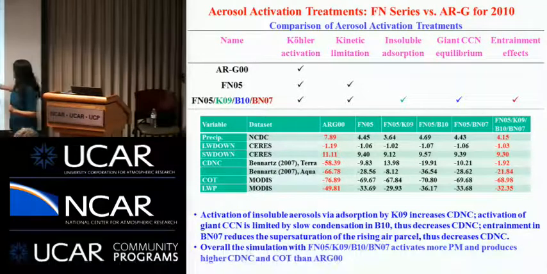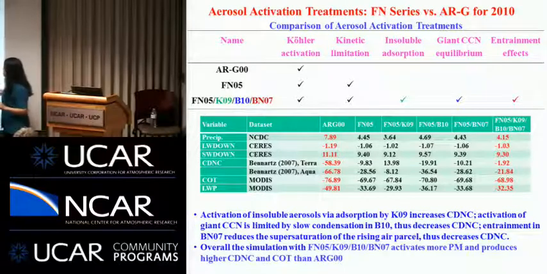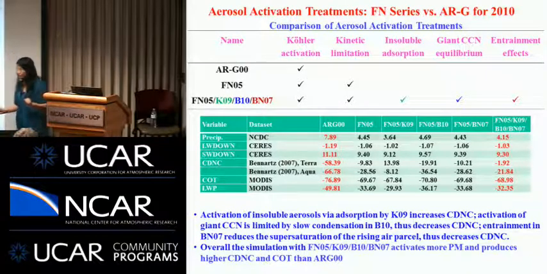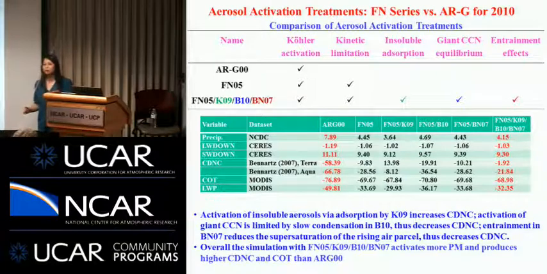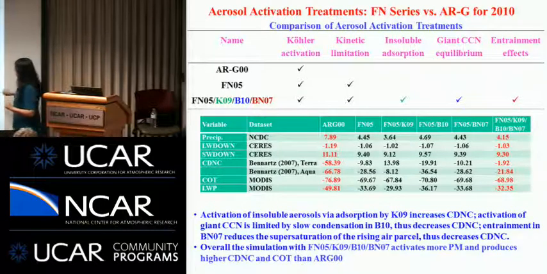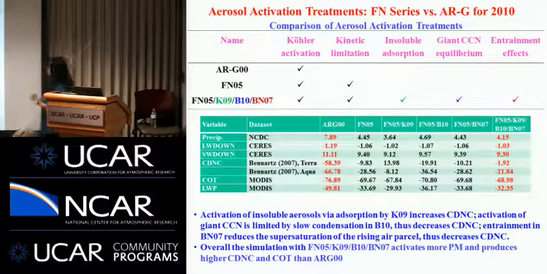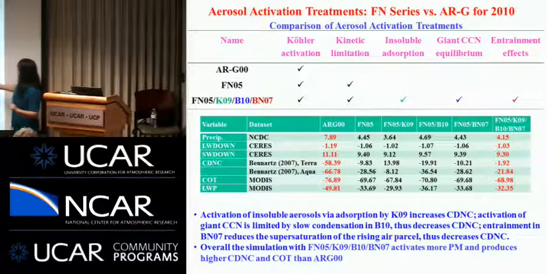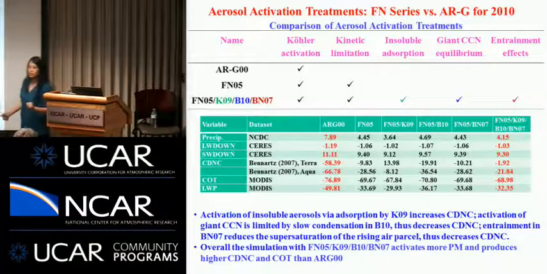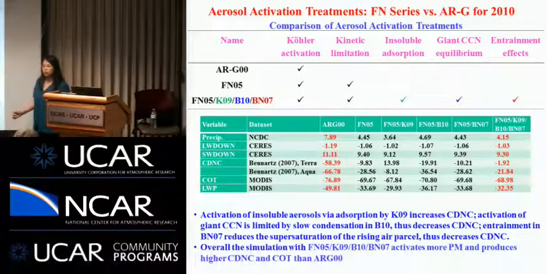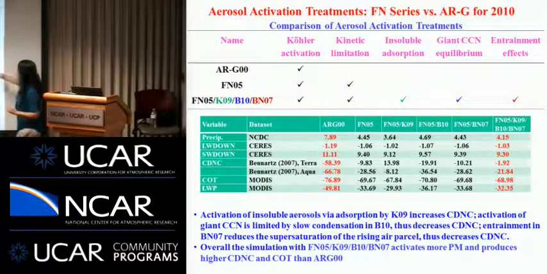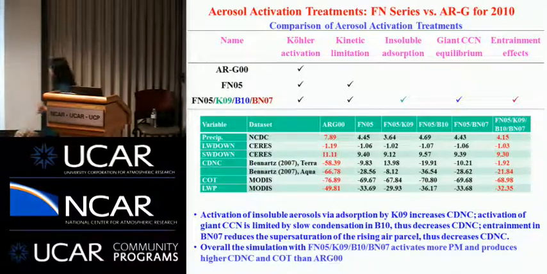If we take a look at the Abdul-Razak baseline, we see generally about minus 60% underprediction. Then when we use Fountoukis and Nenes 2005, we see much less underprediction. When we consider additional CCN resulting from insoluble adsorption on black carbon and mineral dust, we see less underprediction against Aqua, while the underprediction changes to overprediction against Terra.